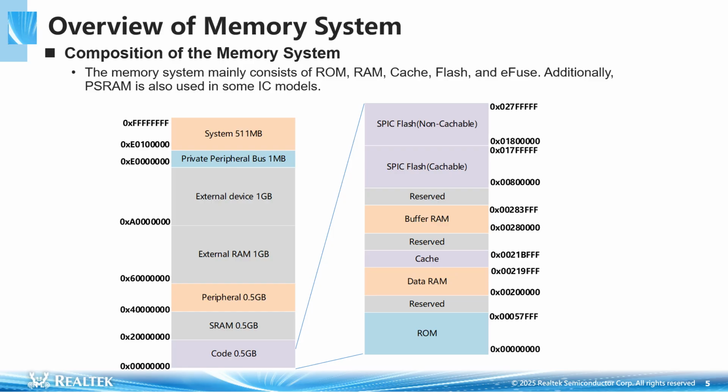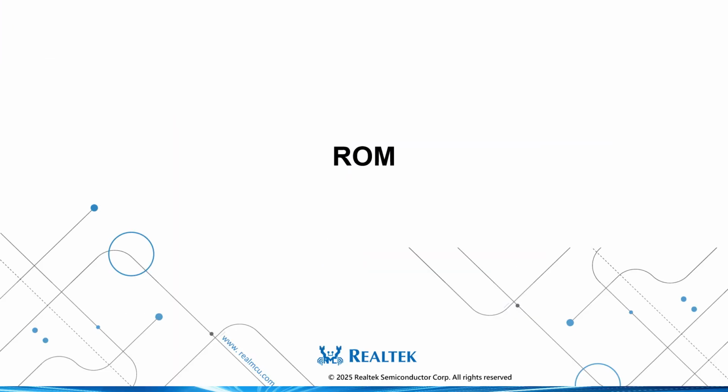The memory system primarily consists of ROM, RAM, cache, flash, and Efuse. Additionally, PSRAM is used in some IC models. The diagram presents the basic layout of the memory system, using the RTL8752H as an example. Next, we will introduce the ROM.